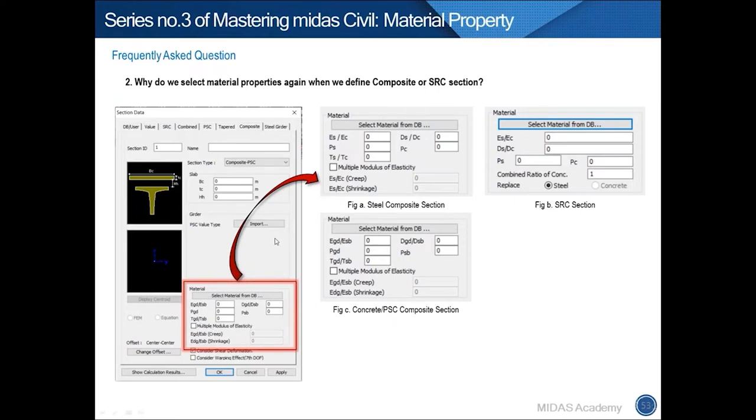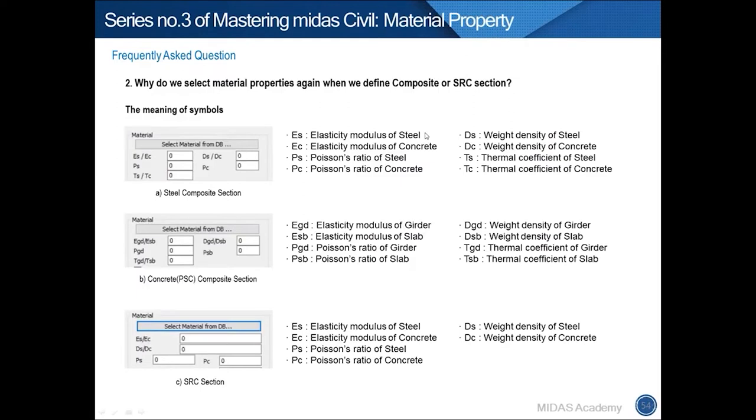Okay, so let's check the meaning of each symbol. E means the elasticity modulus of girder and steel and the slab, concrete. And P means the Poisson ratio, and D means the weight density, and the last one is T. T means thermal coefficient.